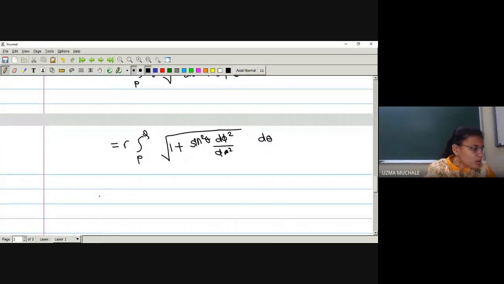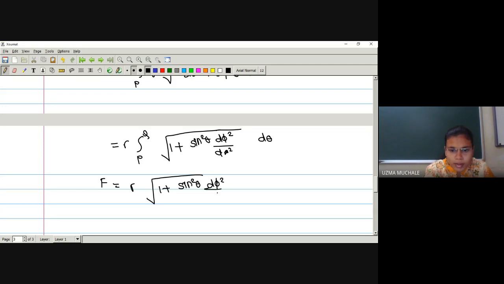Let us go. What you have to do now, we'll find out now what is integrand f. What is integrand f in this case? d theta ला सोडून जे काय असेल ते integrand f असेल ना. So it will be r under root of 1 plus sine square theta d phi square divided by d theta square. So this is the value of f. What is our integrand? What is our I? I is nothing but this.